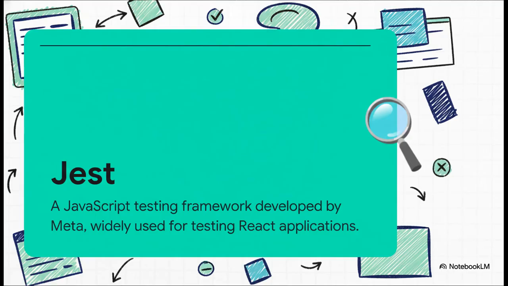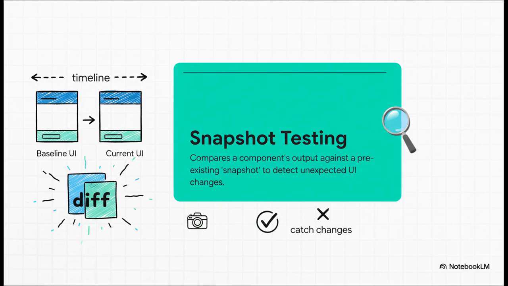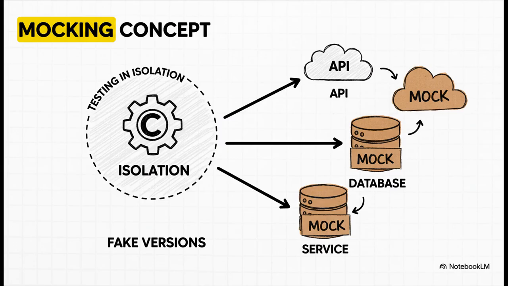And finally, you've got to show you can test your code. Jest is the go-to framework here. So in Jest, you group tests with describe, and each individual test case goes in an it block. Snapshot testing is a really cool Jest feature. It catches unintended UI changes for you. Oh, and don't forget mocking. It lets you test a piece of code completely on its own.